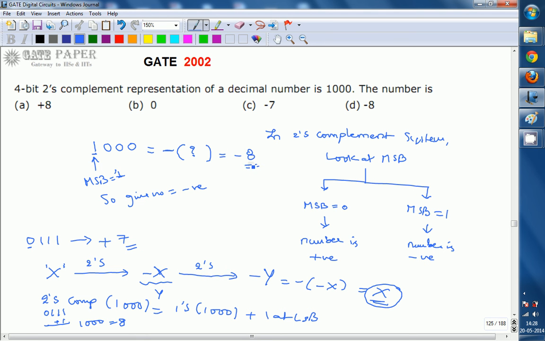So the right answer for this question is minus 8. Nothing else, you just have to check the MSB value. If it is 1, put a minus sign, and to know the magnitude, take the 2's complement of the given number. That will be minus 8. So the right answer is minus 8. Okay, thank you.